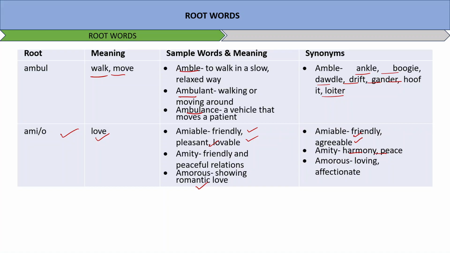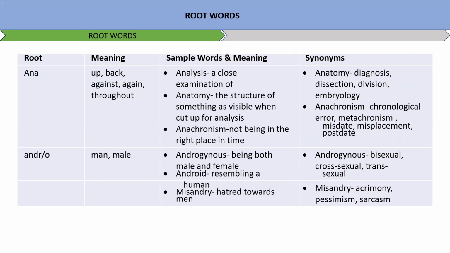Okay, now moving ahead with the next word. The next word is ana. Ana means up, back, against, again, throughout. See, there are several meanings to one prefix or suffix which you see here. You have to basically analyze which part of the sentence will be able to relate here, and join the meaning of those words. So we have to do it that way. I hope that's pretty clear.